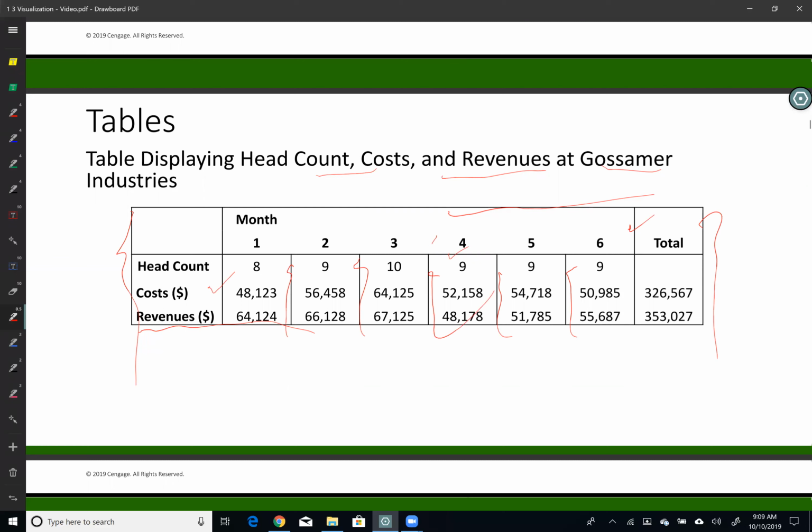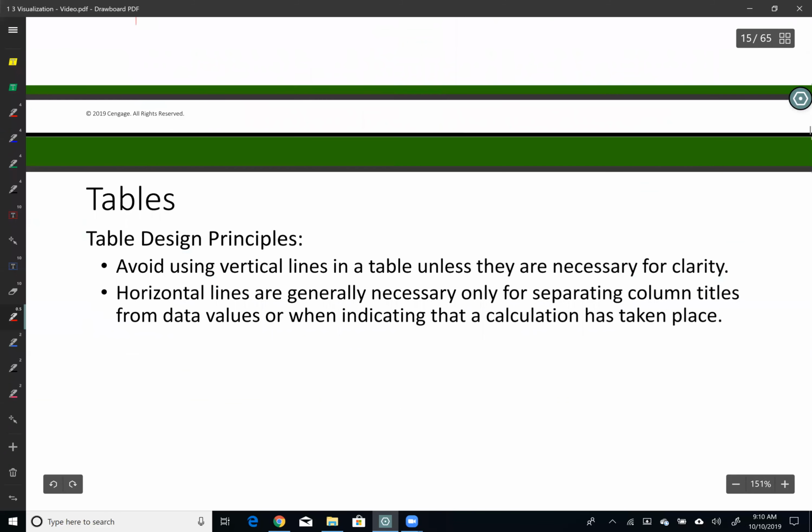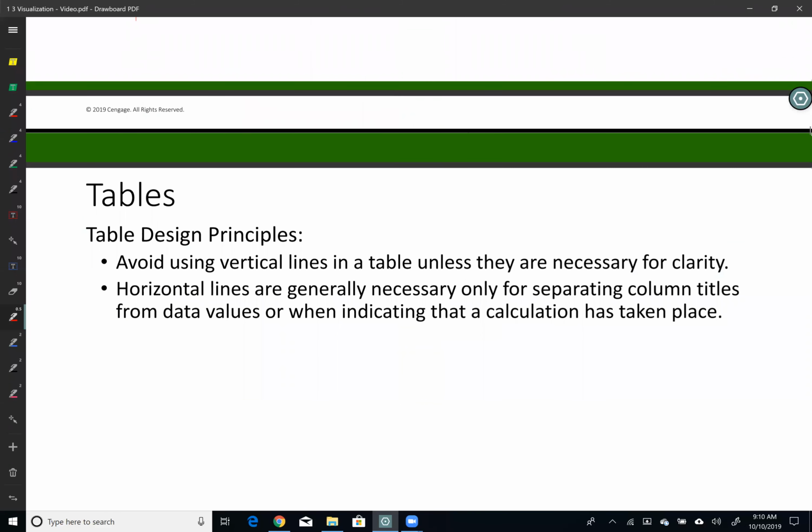But the good thing is you can see here the specific numbers, and as you see, the magnitude is quite different here. Headcount is very small versus cost and revenue, they are huge. So it's good to have them in a data table. So we need, in general, to avoid using vertical lines unless they are necessary for clarity. Horizontal lines are generally necessary only for separating column titles.